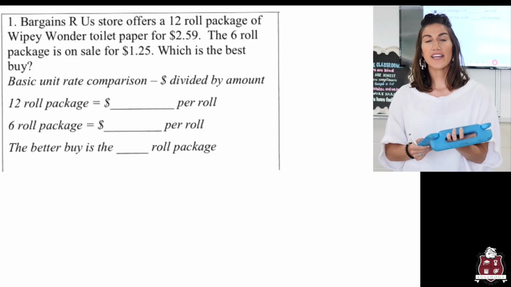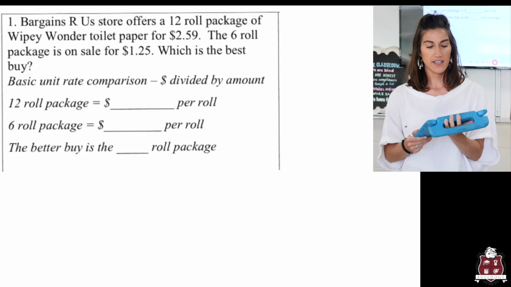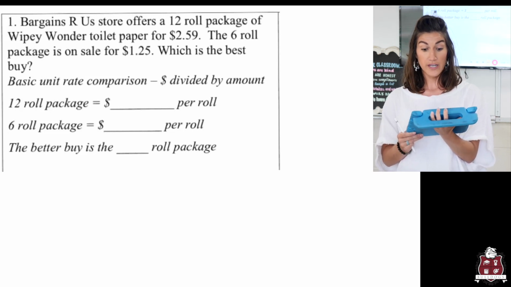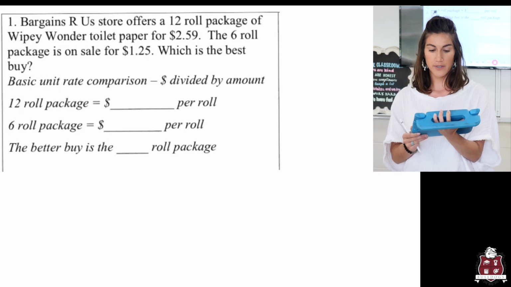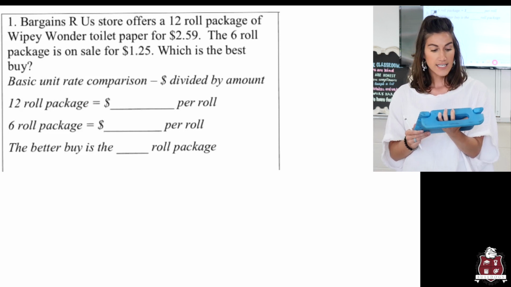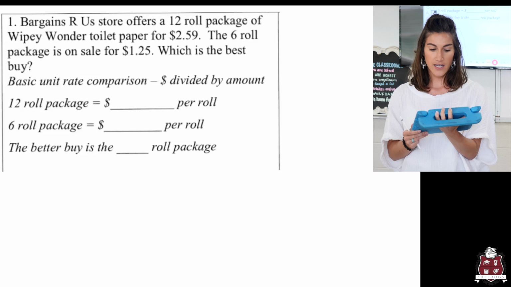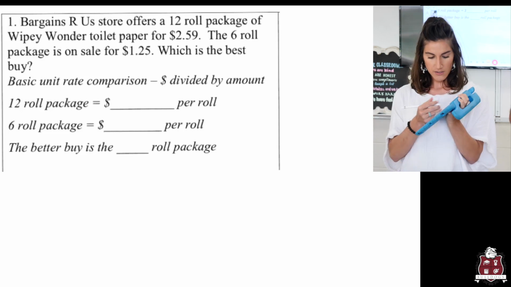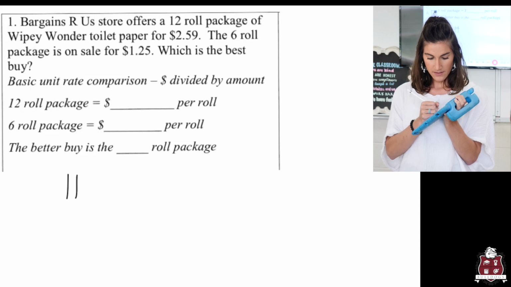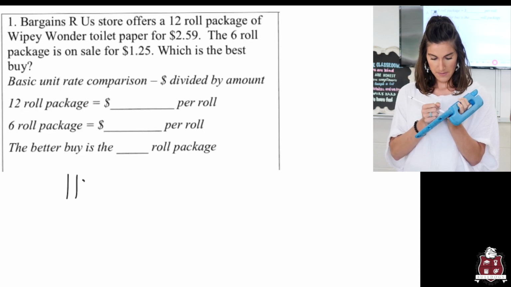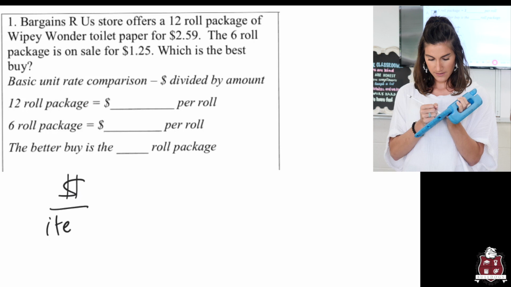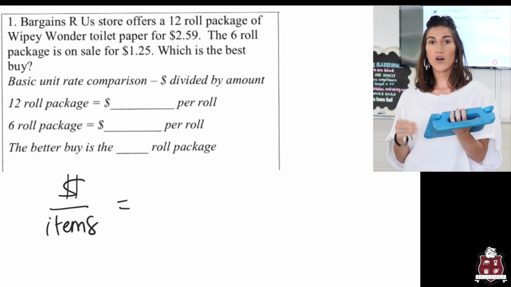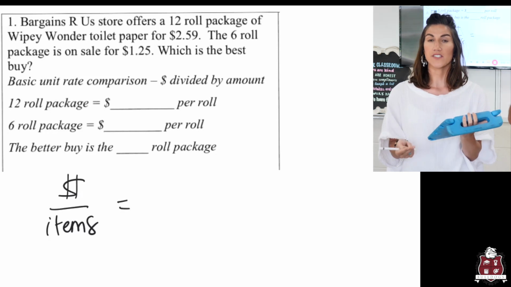All right, so let's go ahead and work out a few problems dealing with unit rate. In our first problem here, it says Bargains R Us store offers a 12-roll package of Wipey Wonder toilet paper for $2.59. The 6-roll package is on sale for $1.25. What's going to be the better buy here? So the first thing we want to do is say money divided by our items.